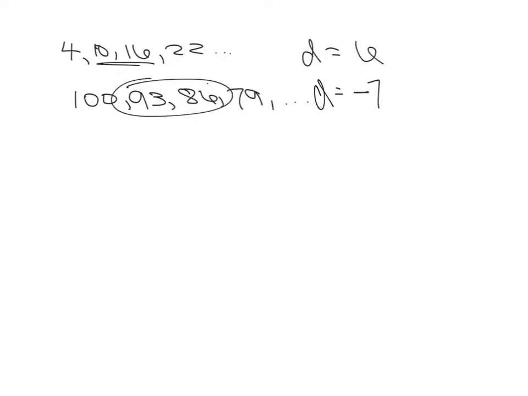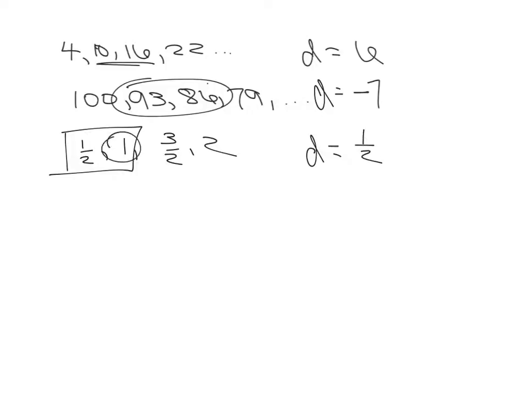Alright, then they get a little bit trickier when you go from 1/2 to 1 to 3/2 to 2. Okay, so how did I go from 1/2 to 1? I added 1/2. How did I go from 1 to 3/2, or basically 1 and 1/2? I added 1/2. So my common difference there is 1/2.